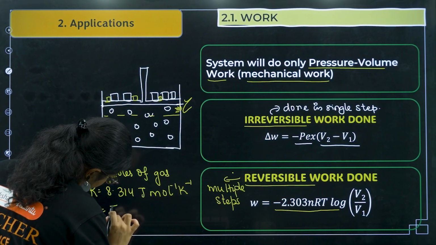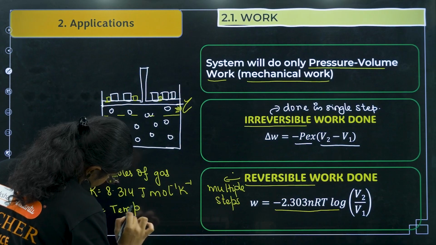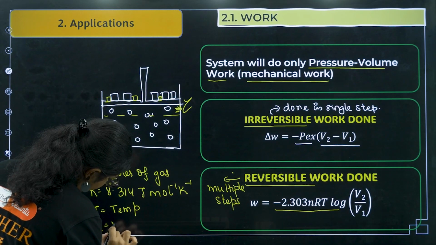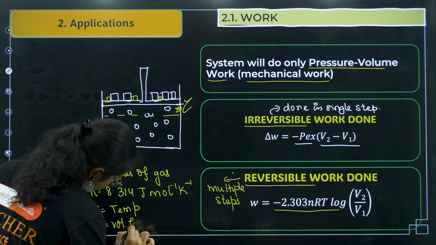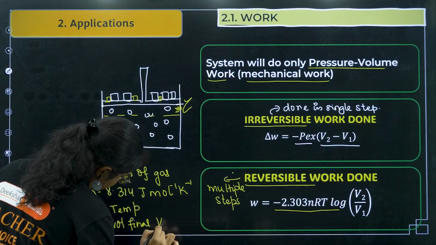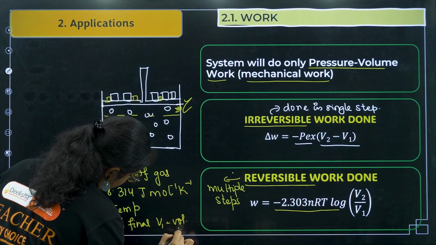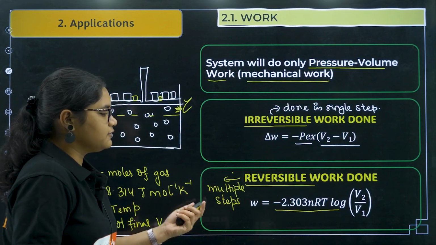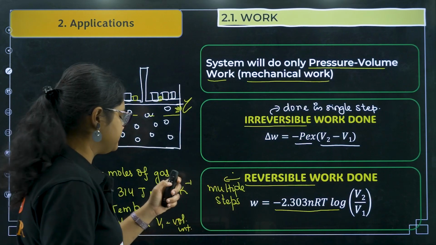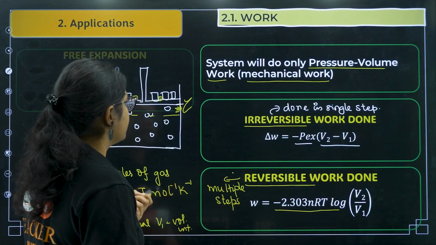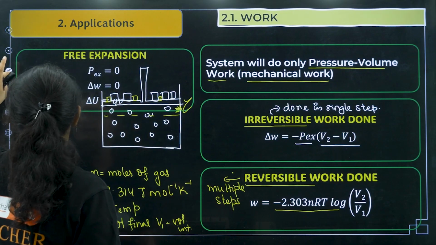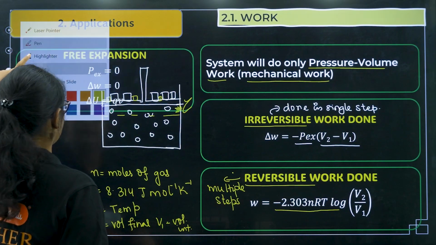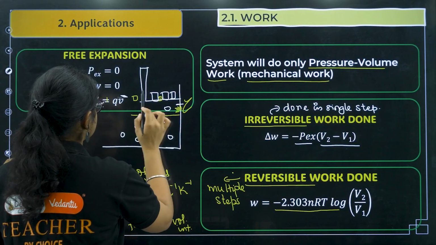T is what? Temperature, okay. V2 is what? Volume final, okay, and V1 is volume initial, okay. So that is reversible work done, clear, okay. Next we have one more thing here, that is about free expansion. I'll be telling you what is free expansion.